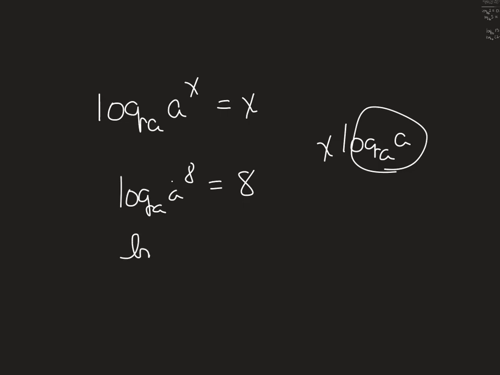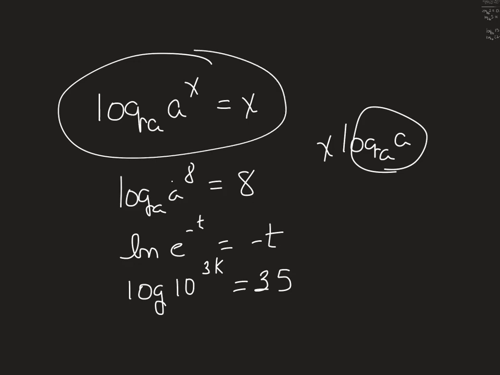If we have the natural log of e to the negative t, well, the base for the natural log is e, so the bases match, and this is equal to negative t. And the same thing if we have the log of 10 to the 3k, well, the bases are the same. The base of the common log is 10, so this equals 3k. This is the rule. If these bases match, then these two match.